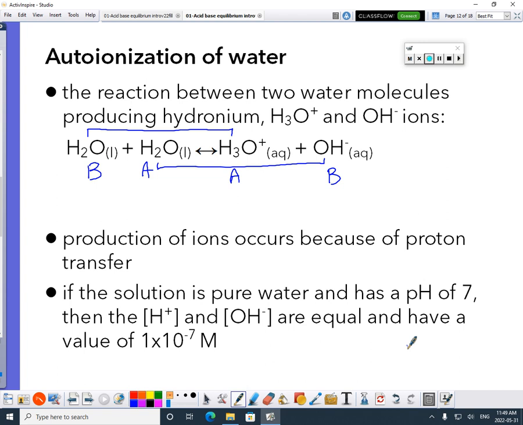So one of the things we're going to do today is calculate pH, and calculate hydrogen ion concentration and hydroxide ion concentration. And our numbers, similar to the solubility unit, are very, very small, okay? So you're going to see that again.